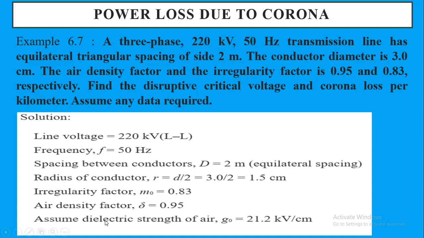Further, the assumed dielectric strength of air, G naught, is 21.2 kV per centimeter. Dielectric refers to the medium between the conductors, 1 to 2, 2 to 3, and 3 to 1. The medium between the conductors we assume, and we know, is air. So the dielectric strength of air needs to be considered in the factor G naught, which is 21.2 kV per centimeter.